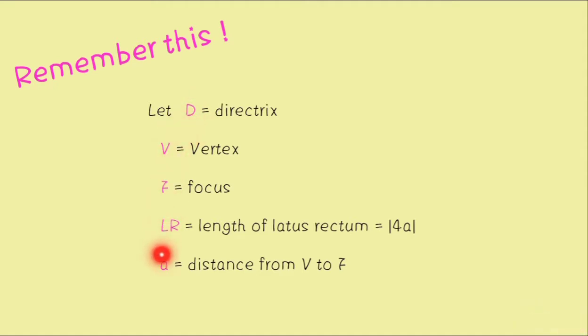These are the variables that we are going to use in the succeeding topics. D is for directrix. Directrix is a line. V is for vertex, it is a point. F is for focus, it is also a point. LR is for the length of the latus rectum. And A is the distance from vertex to focus.